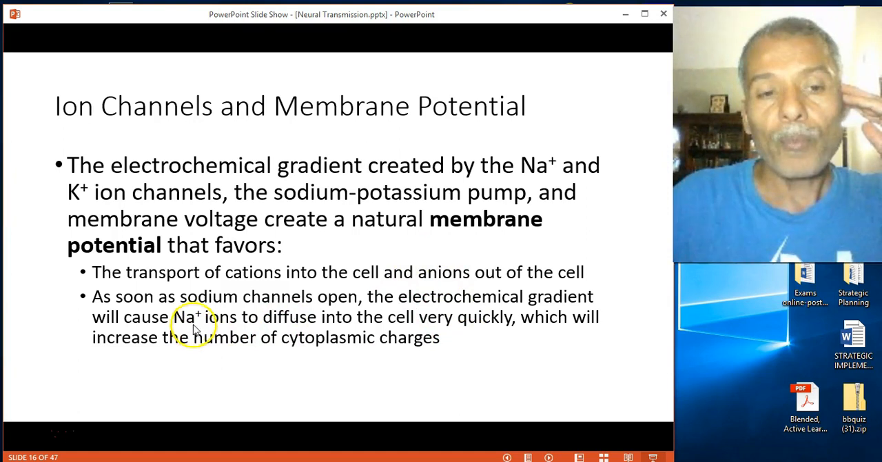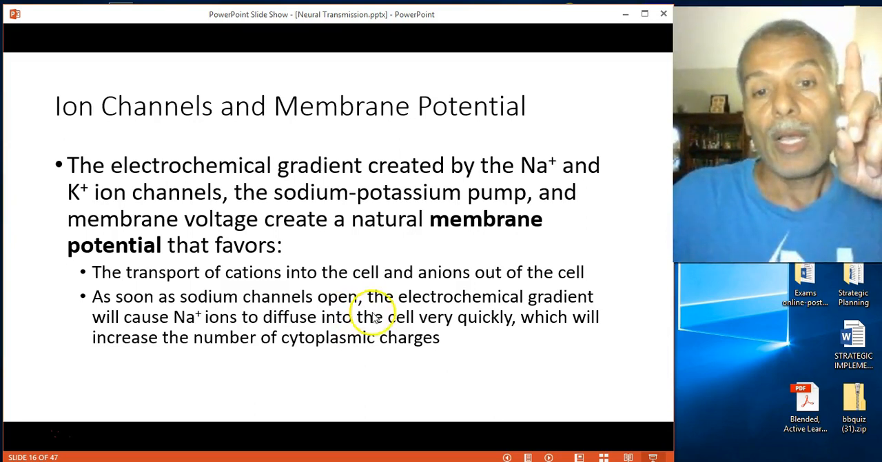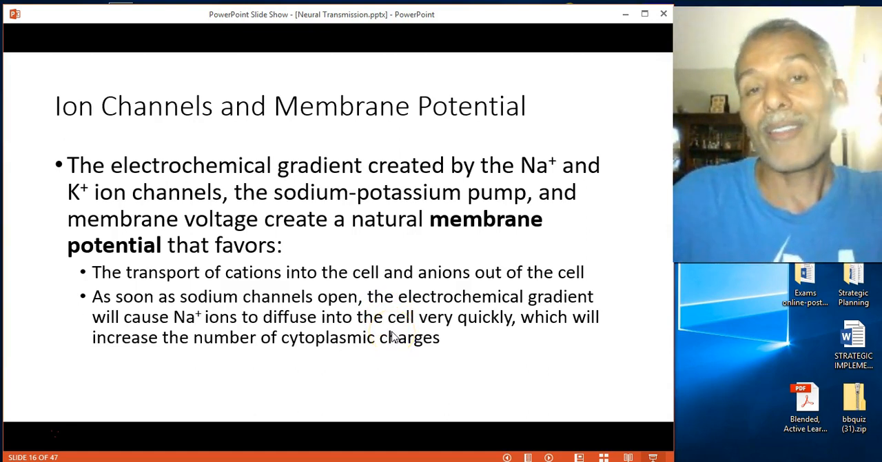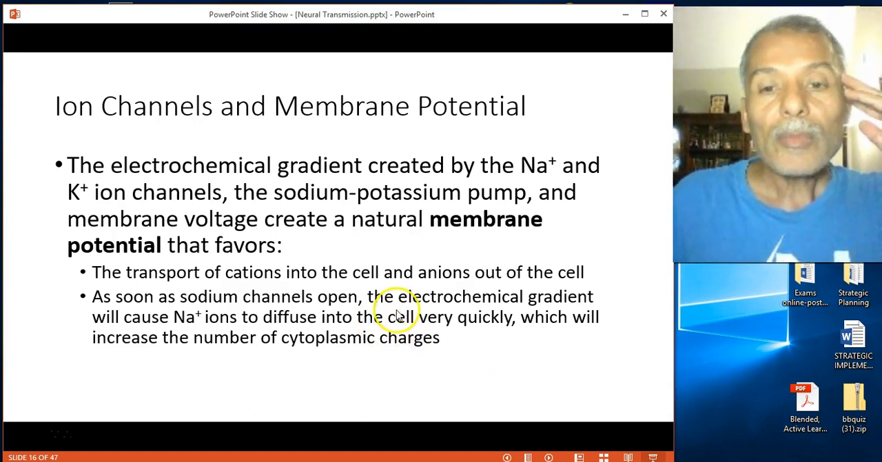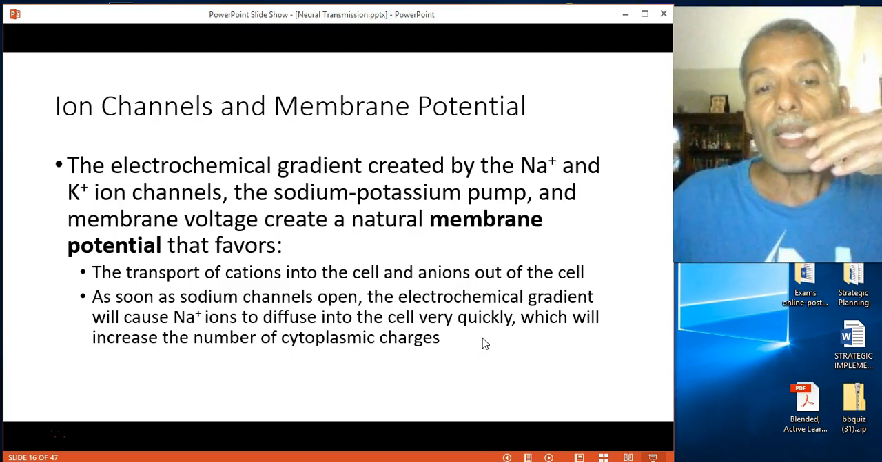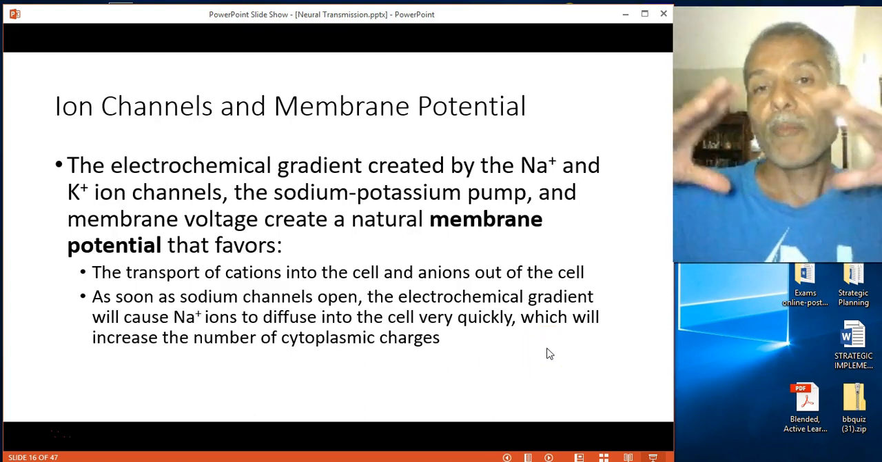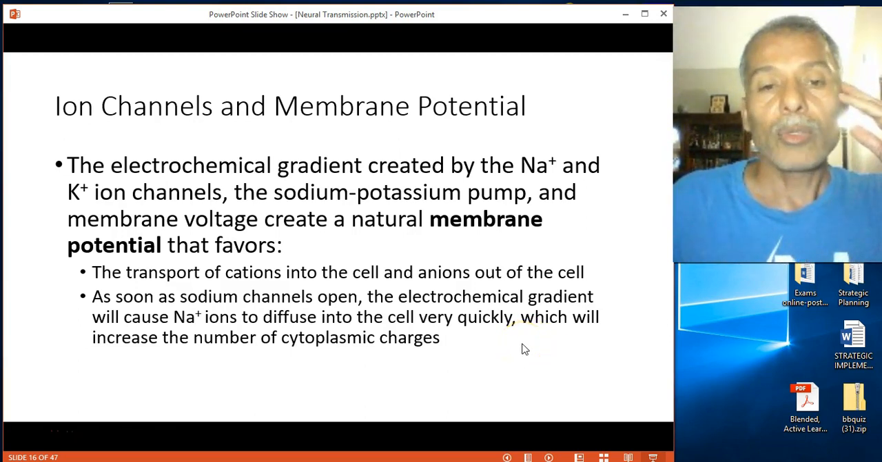So as soon as one sodium channel opens to bring in one positive charge, like one sodium, then you need to lose another positive charge, because potassium is also positive. So sodium comes in, potassium leaves, and then you get it balanced this way. The electrochemical gradient will cause sodium ions to diffuse into the cell very quickly in that case. And when you bring sodium in, you have more positive charges inside. As a result, it's going to drive one out.